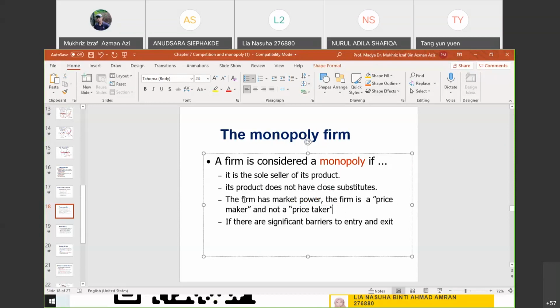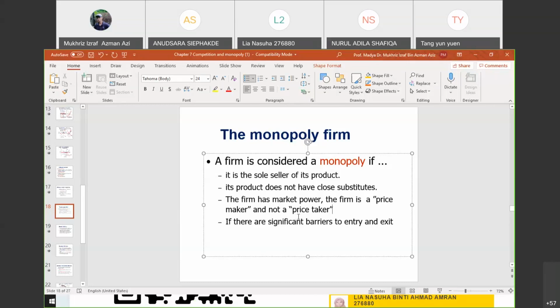I gave an example last Monday on Astro. They can decide how much they want to charge customers. If you take package A, package B, package C, the movie package, the sport package, whatever price that they want to set. Because at that point, for so many years, there was no competition for Astro. So whatever they set becomes the market price.